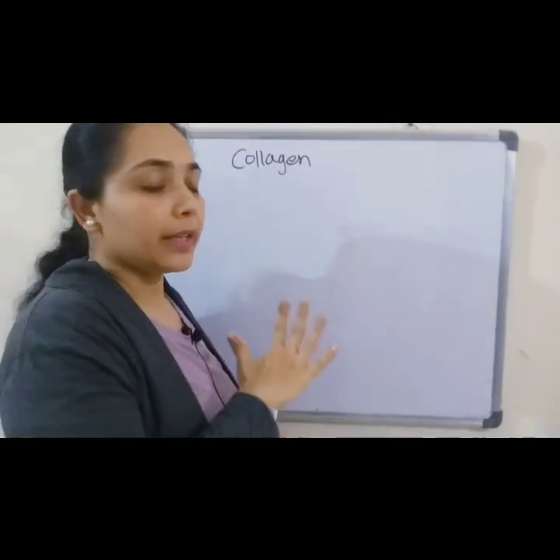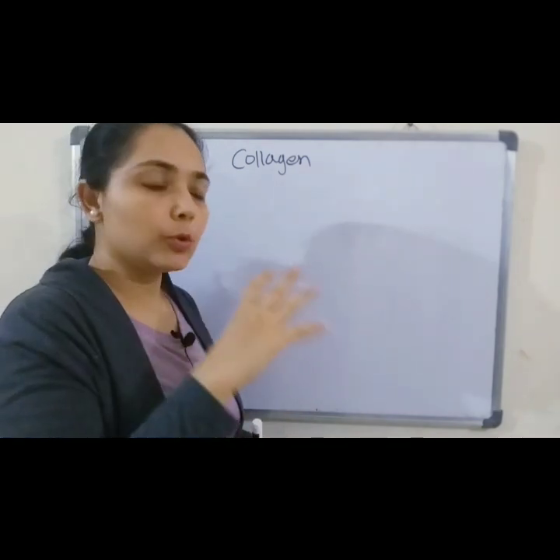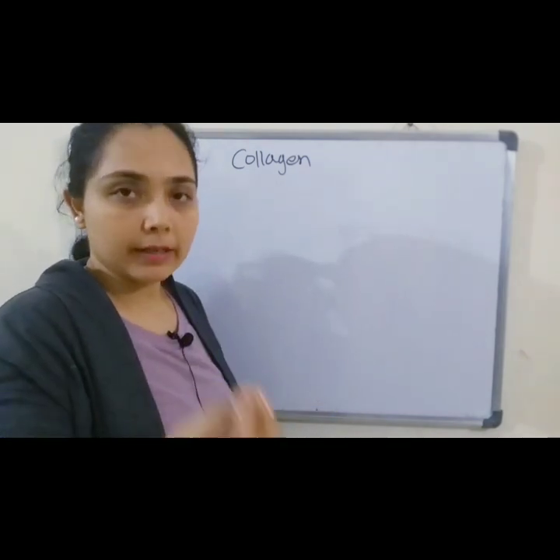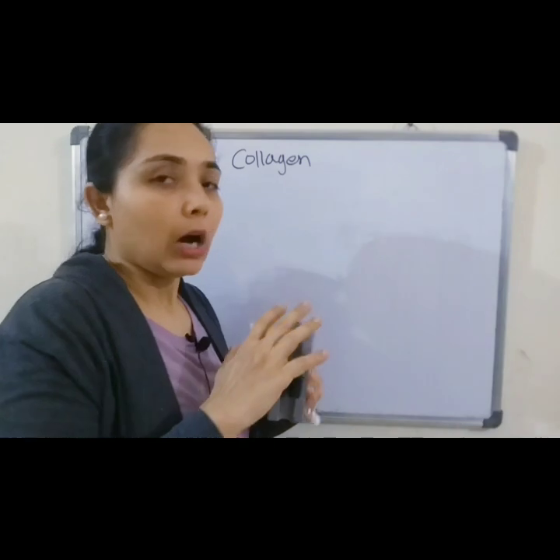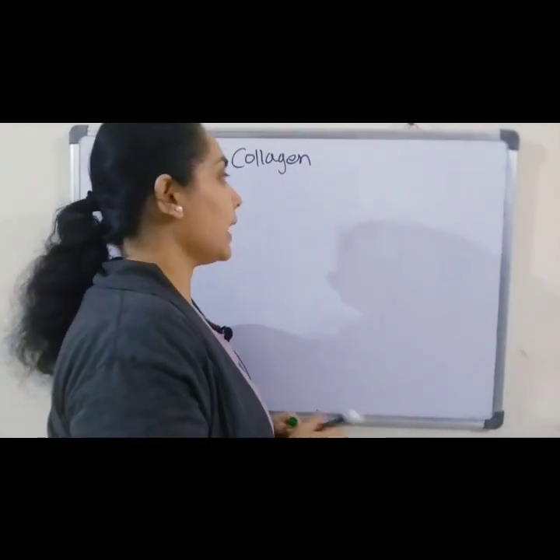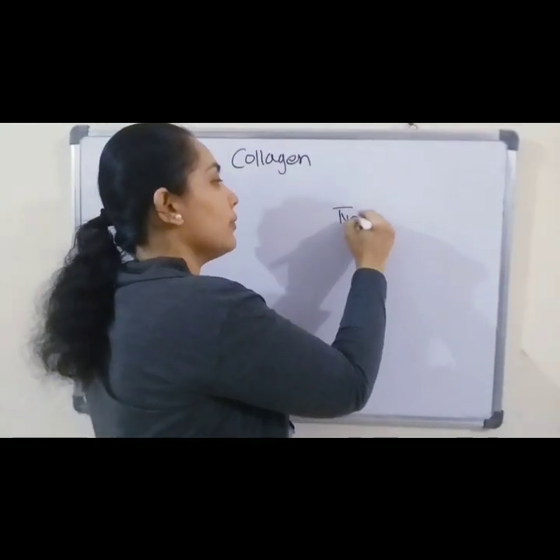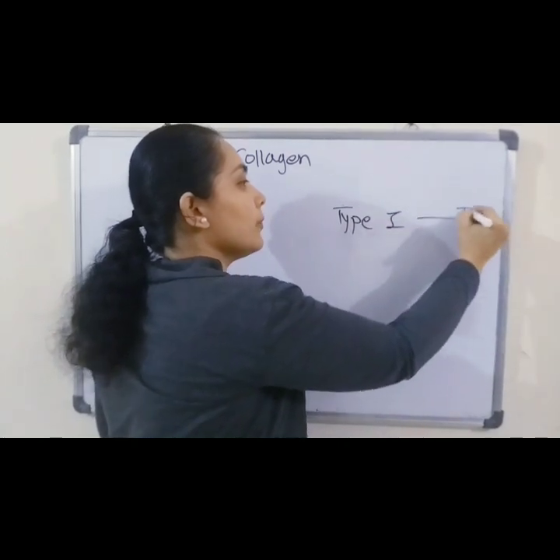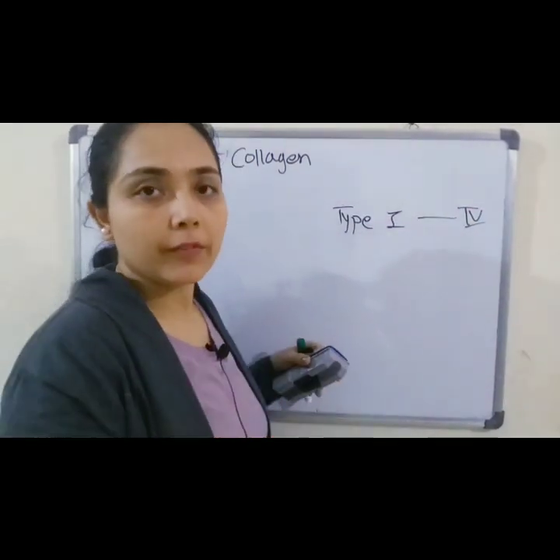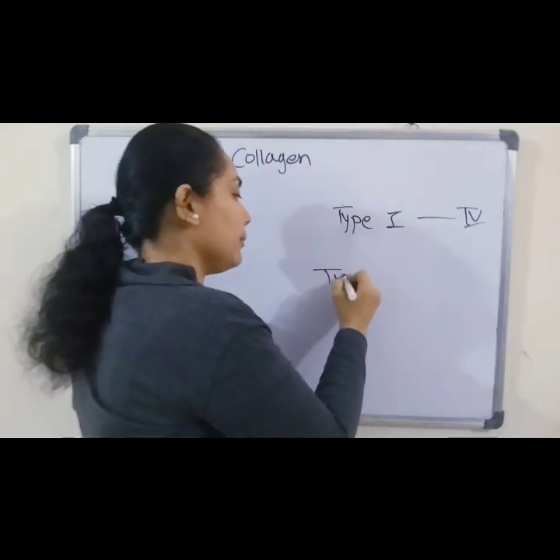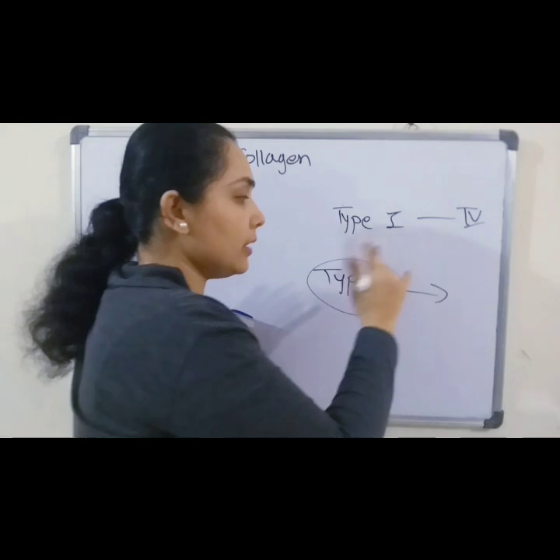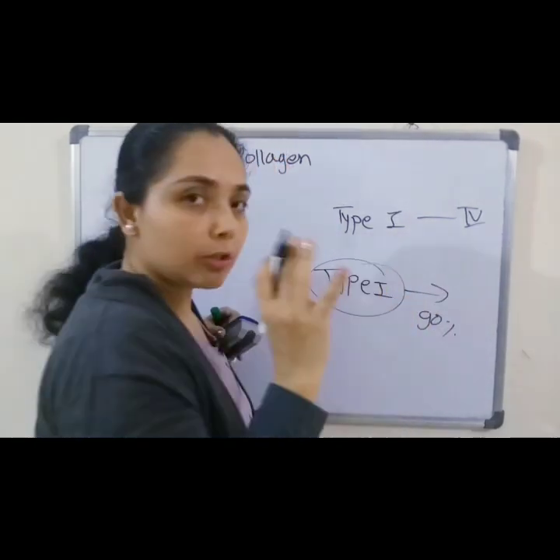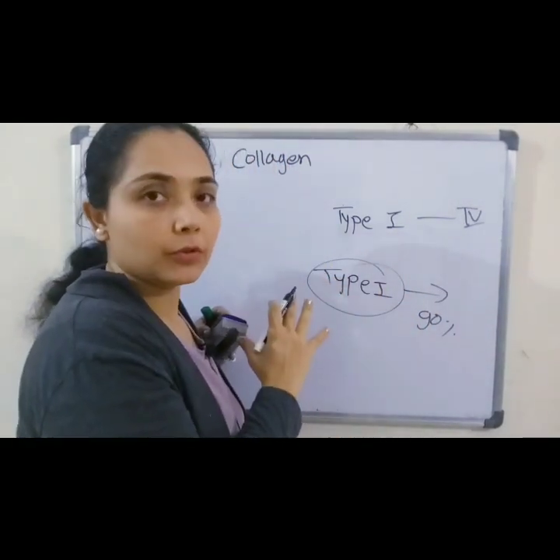Now there are various types of collagen proteins, almost 19, or in some books you will read around 25 to 28. Out of all those collagen types, types 1 to 4 are the ones we find very often. Out of all the collagen, type 1 collagen is almost 90% of the collagen present in the body.